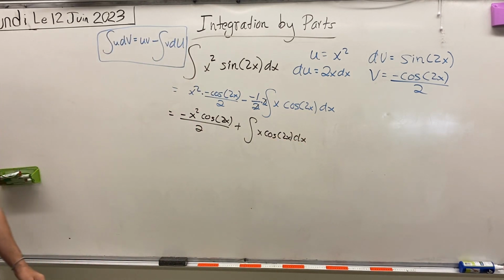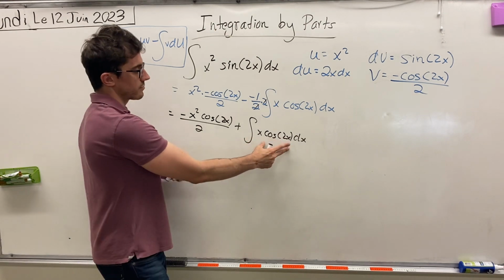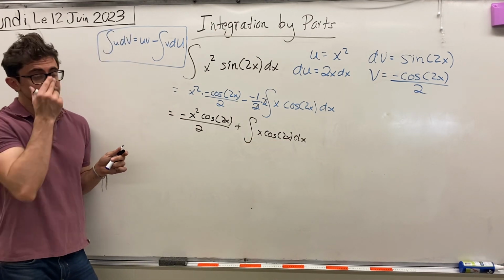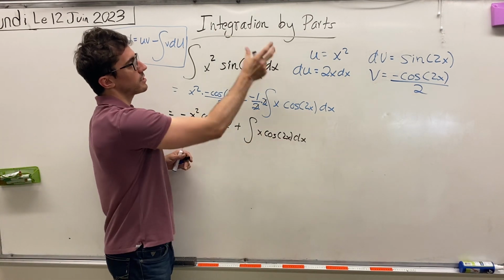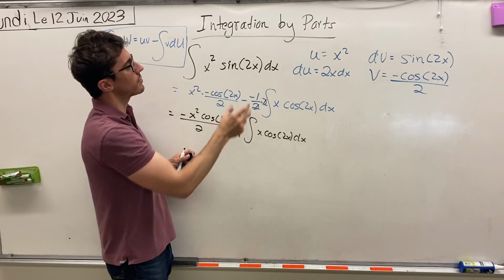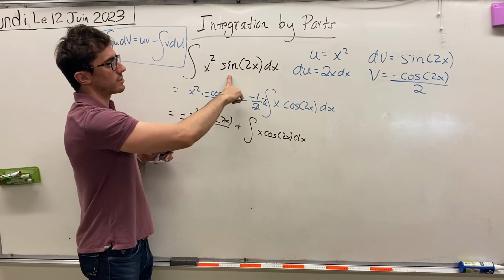Now we're not done, right? Because this integral isn't trivial to evaluate, right? We're going to have to use another iteration of integration by parts, which is why I chose this example. But it's very similar to our starting point.